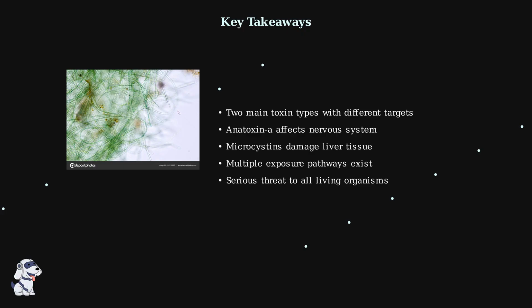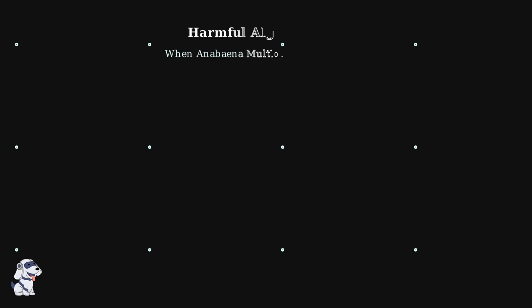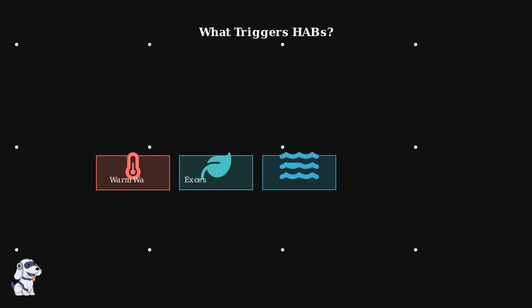Harmful algal blooms, or HABs, occur when Anabaena and other cyanobacteria multiply rapidly under the right conditions. These blooms can transform healthy aquatic ecosystems into toxic environments. Several factors can trigger these explosive blooms. Warm temperatures, excess nutrients from fertilizers and waste, and calm water conditions create the perfect storm for rapid Anabaena growth.